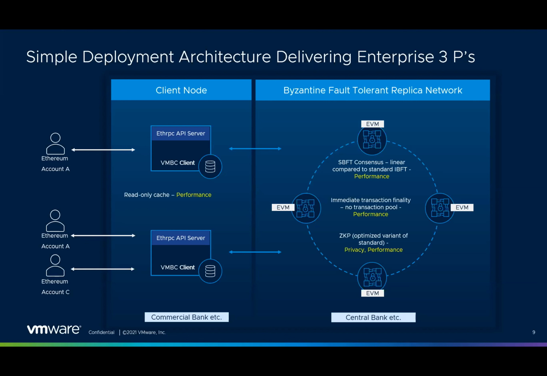On the replica nodes, on the consensus front, we have SBFT consensus, which is linear compared to standard IBFT. Standard IBFT is nonlinear, order of n squared, with full mesh communication. This is a key element for performance, especially in geo-distributed deployments.